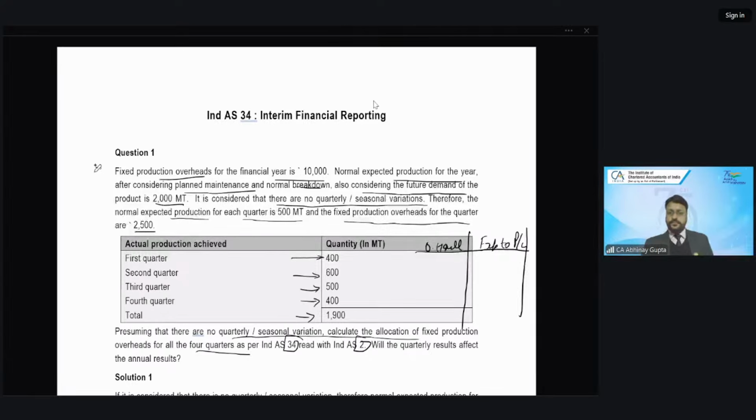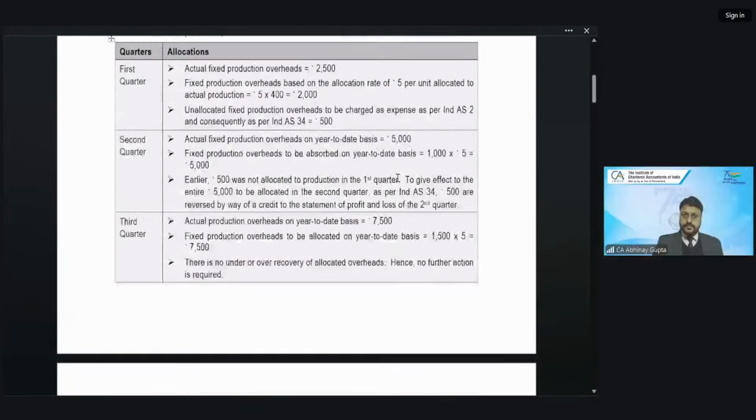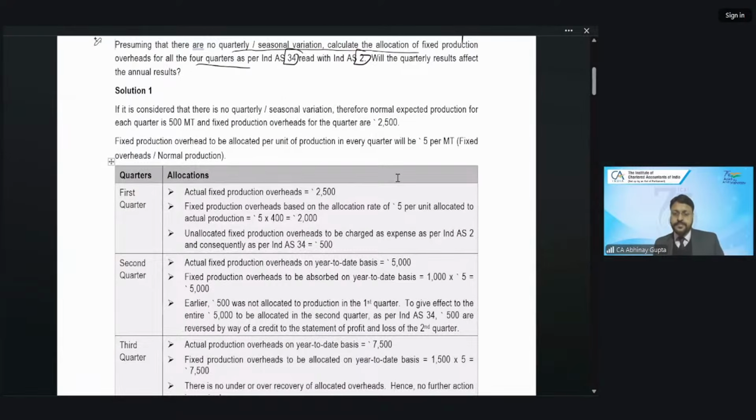With the answer. For the first quarter, how much would be the actual production of overheads? 2500. Fixed production overheads based on the allocation of rupees 5 per unit allocated to 400 units is 2000, and 500 will be charged to the P&L unallocated. Correct? So how is this calculated?